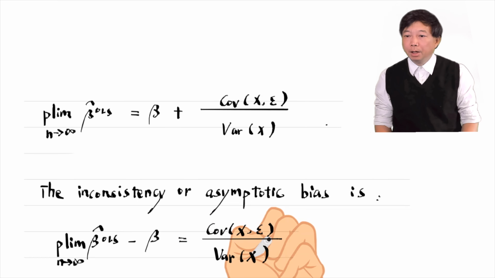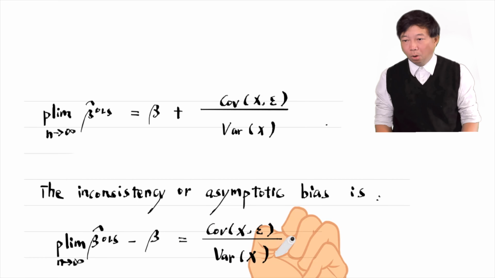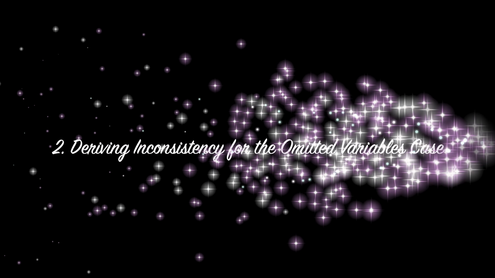It means if the error term is correlated with any of the explanatory variables, then the probability limit of the OLS estimate will not converge to the true value as the sample size approaches infinity. One source of inconsistency or asymptotic bias is omitted variables.